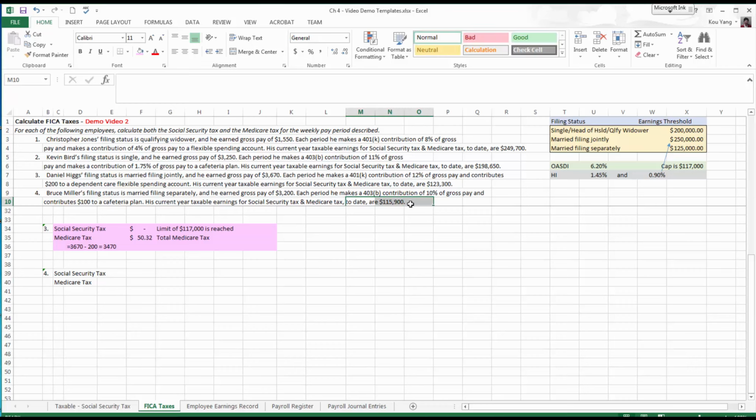Okay, so for that specific amount, $115,900 to date, he has not yet met the $117,000 cap for Social Security, also known as OASDI. So due to that fact, what we're going to do is take his total earnings, which is $3,200, and we're going to go ahead and take the difference of what he had earned so far from the 117 to see how much more he needs to contribute.